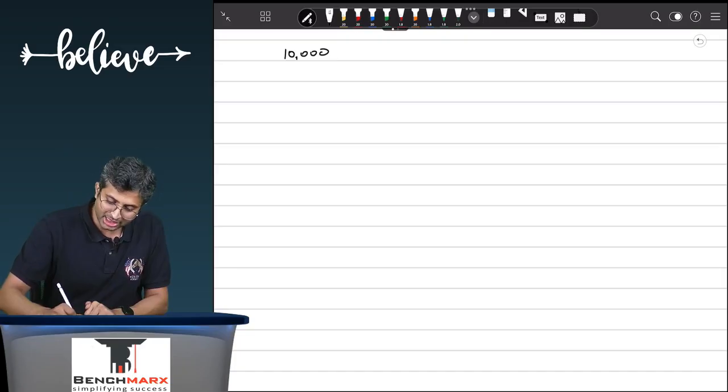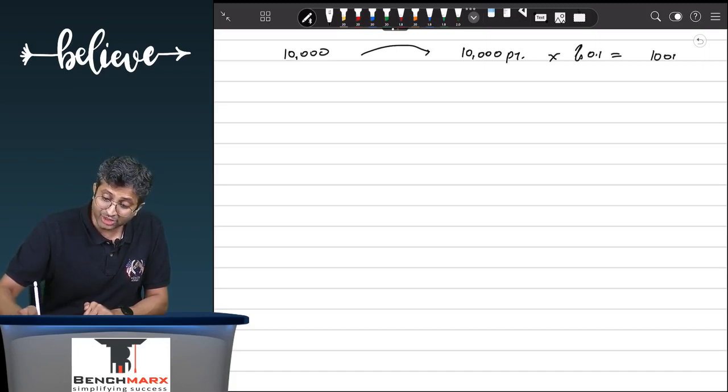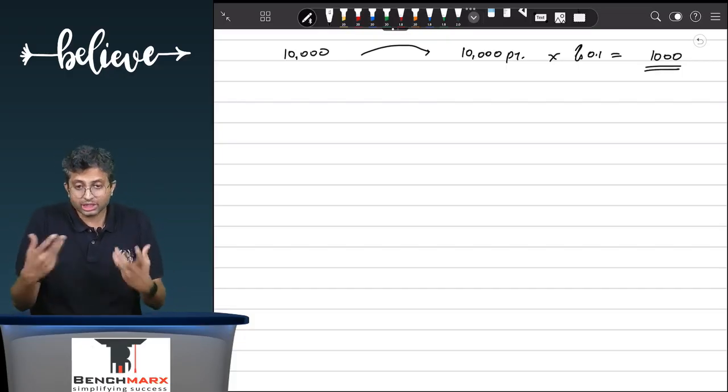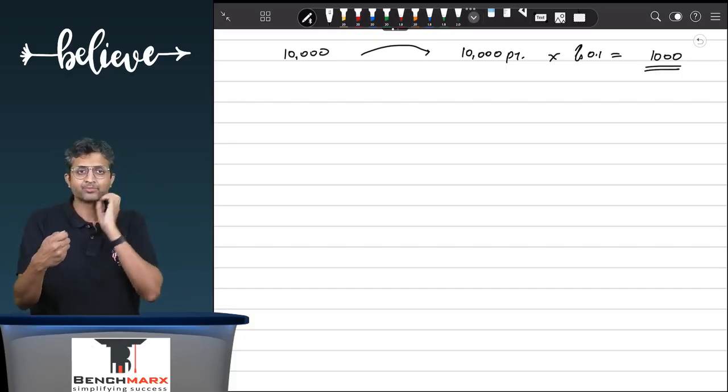So against this 10,000 rupees of spend, Shoppers Stop is under an obligation to give you 10 points, and the value of each point is, let us say, 0.1, in which case the value of these points is 1,000 rupees. What can you do with these 1,000 rupees? You can actually redeem these 1,000 rupees in the future.